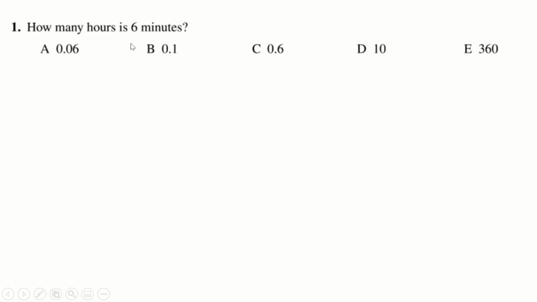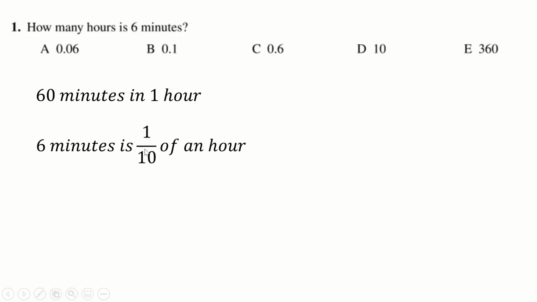Question number one. So we obviously know that 60 minutes is 1 hour. So if we divide this by 10, we get 6 minutes. Divide this by 10, but of course we know that this is 0.1. And so we get the answer of 0.1.